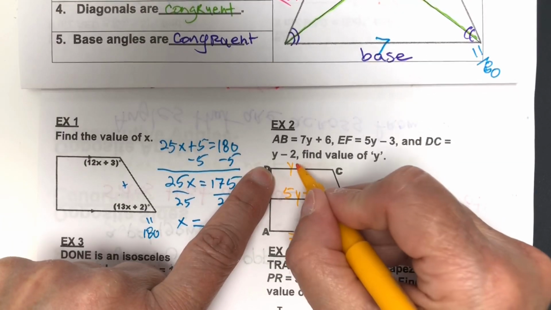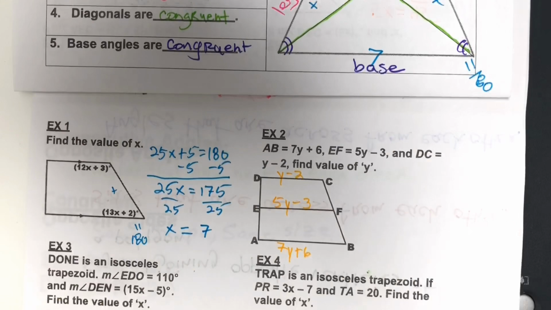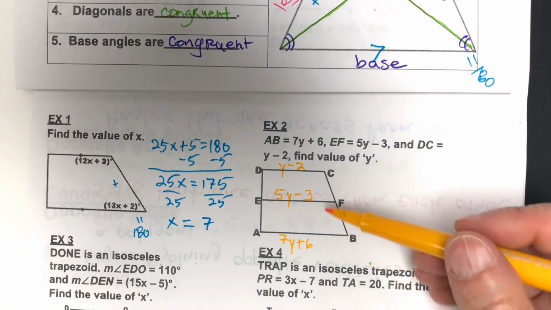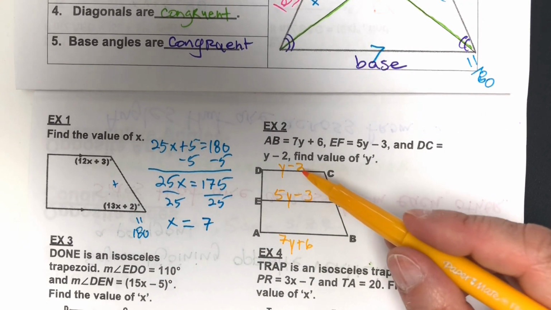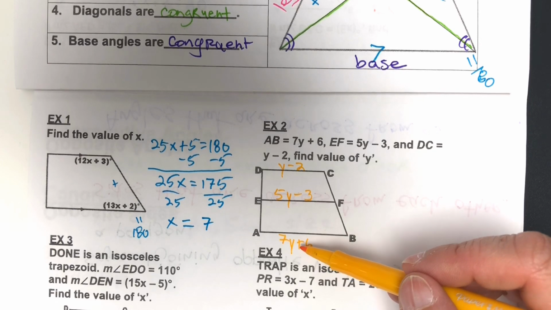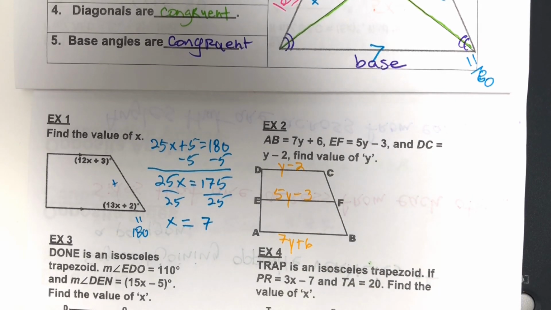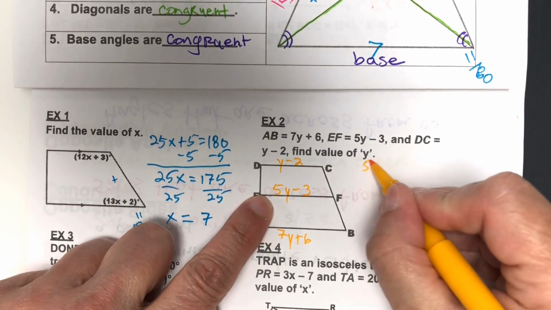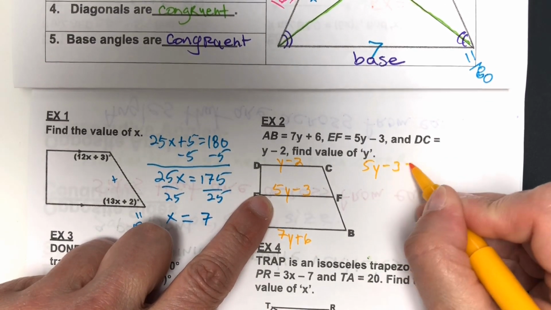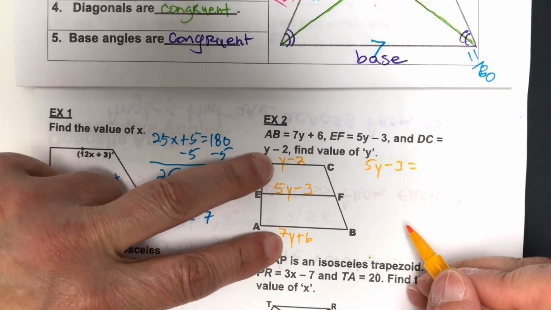DC is y minus 2. Find y. Okay, this is my mid-segment. I add these, divide by 2, set it equal to this. So 5y minus 3 is equal to the sum of these.